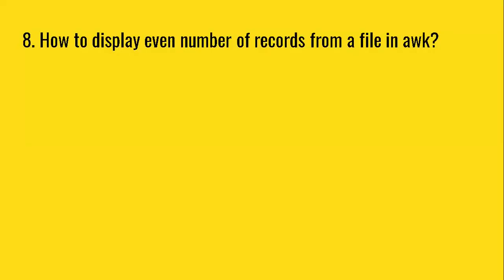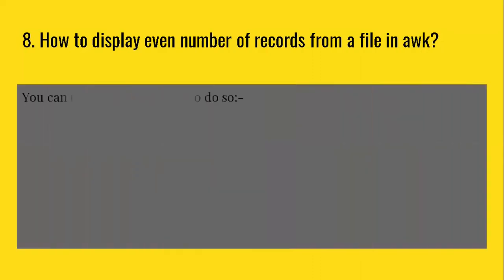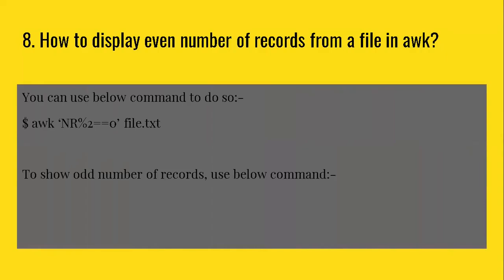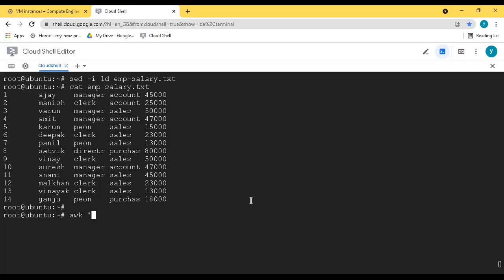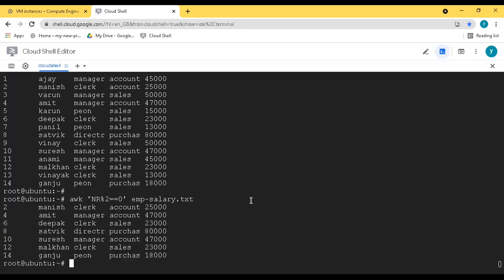Next question is how to display even number of records from a file in AWK. So you can use below command to display even number of records. awk, and after that NR % 2, it is for modulus actually, and then I have emp_salary.txt. It will show you 2, 4, 6, 8 these lines.